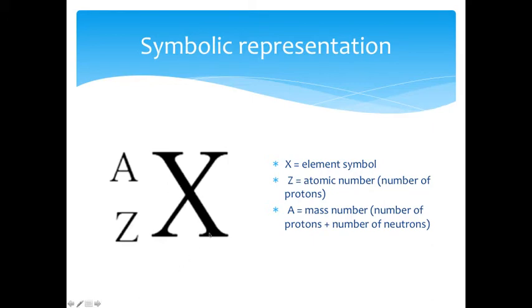As you can see, this X letter, or usually a letter, will represent the element symbol. The Z represents the atomic number, which is usually signified as a number on the periodic table, and the A represents the mass number, which is also signified by a number on the periodic table.